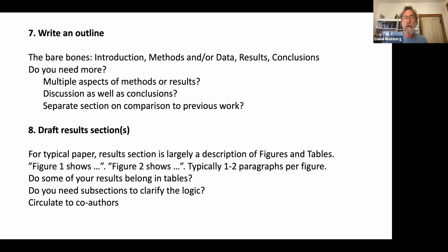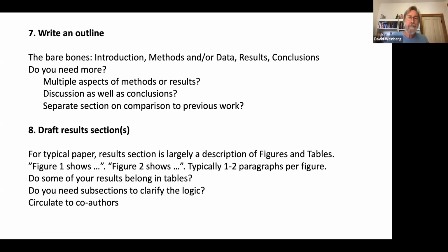Sometimes, almost always, there will be previous work to compare to. Sometimes that previous work, those comparisons, will just naturally fit into the method section or the results section or the conclusion section. But sometimes that in itself is a sufficient exercise and of sufficient volume and sufficient importance that there should be a section that is comparison to previous work.